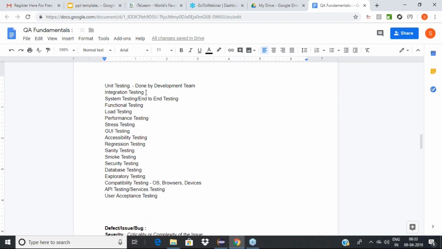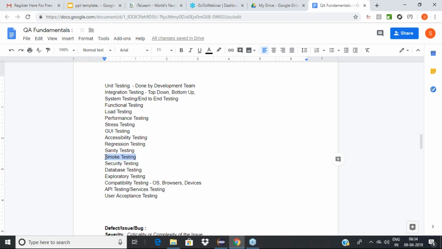It is like integration testing, and in integration we have top-down integration testing and bottom-up integration testing. So we'll talk about them. And then we have system testing or end-to-end testing. Then we'll talk about what is functional testing, load testing, performance testing, stress testing, GUI testing, accessibility, regression testing.